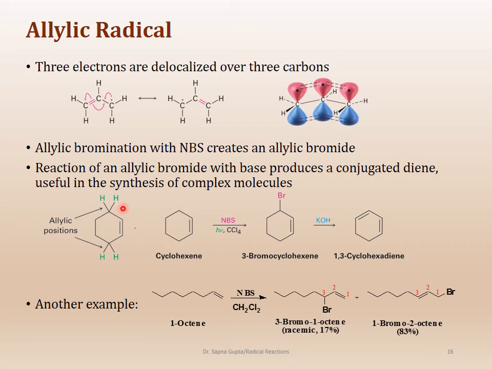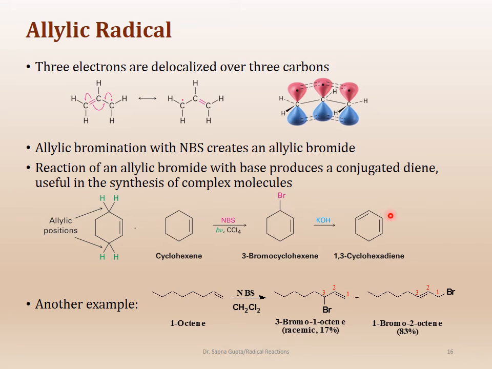So in case you're looking at the top hydrogens, you have a 1, 2, 3 carbon structure. If you're looking at the bottom, it's 1, 2, 3. So these are the allylic positions in cyclohexene. Which means that if you take cyclohexene and treat it with NBS, which is N-bromosuccinimide, and use the free radical mechanism, then you will get substitution at the allylic position.